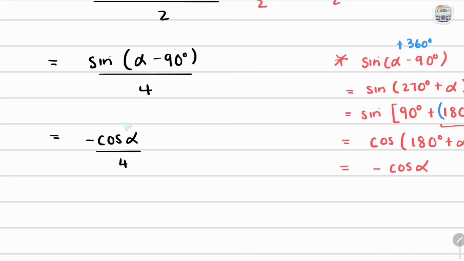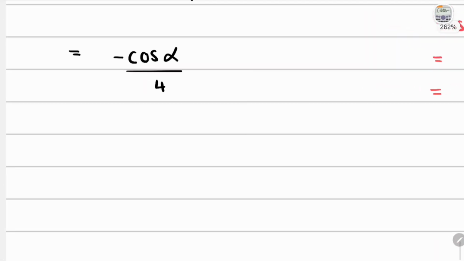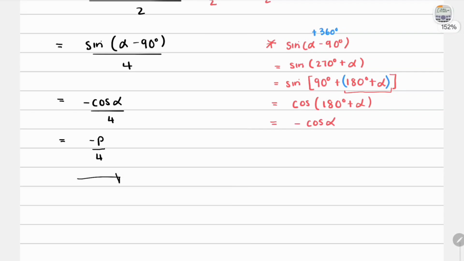And remember, they told us what cos alpha was. It is equal to p. So in place of cos alpha, we'll input p. So this is actually negative p over 4, and that is our answer.